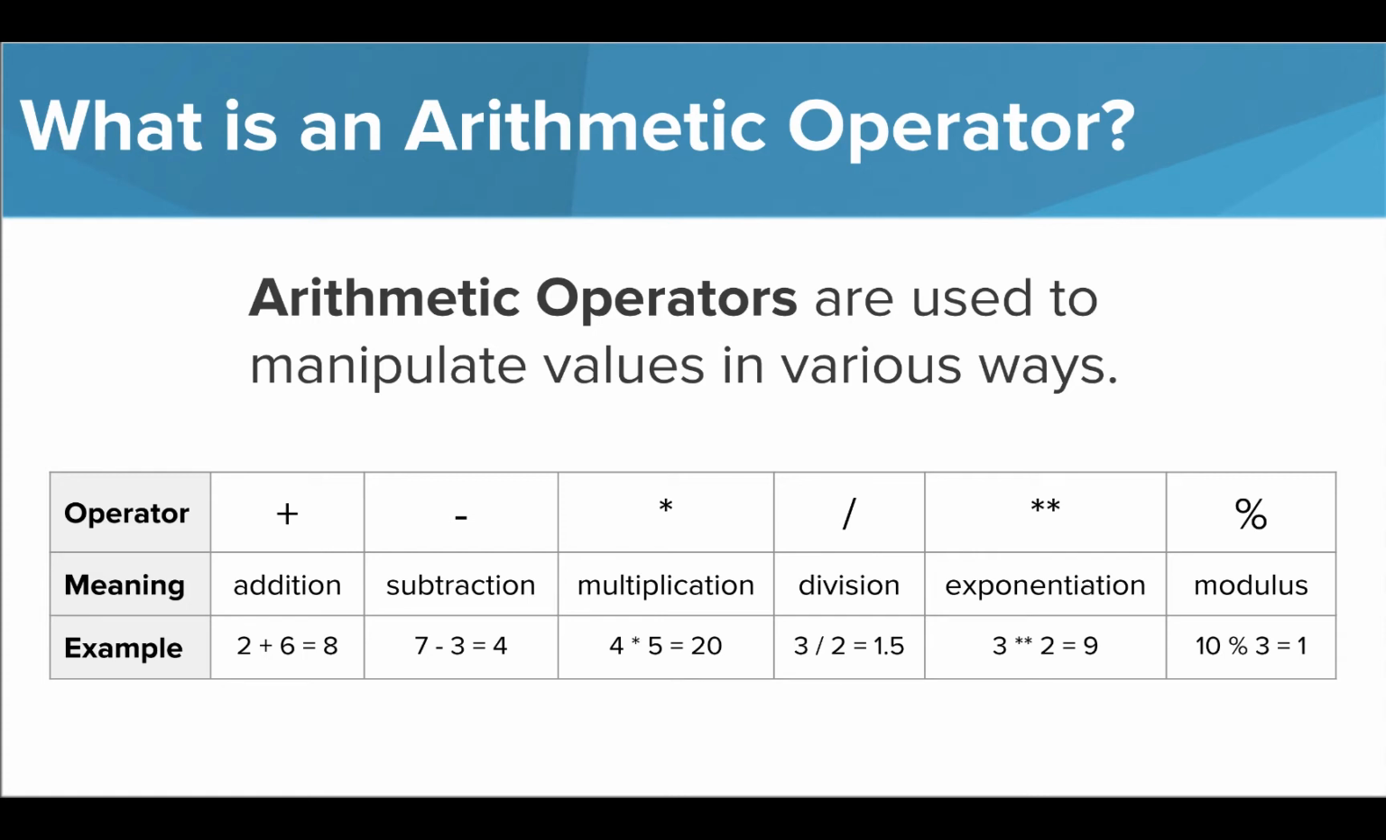So in this case, 3 goes into 10 3 times with 1 left over. So the outcome of 10 modulus 3 is 1.